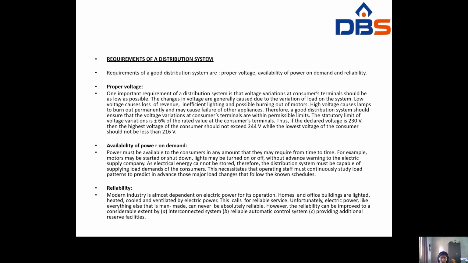The statutory limit, as we discussed previously, for voltage variations is plus or minus 6% of the rated value at the consumer's terminals. Thus, if the declared voltage is 230 volts, then the highest voltage at consumers should not exceed 244 volts, while the lowest voltage at the consumer should not be less than 216 volts.